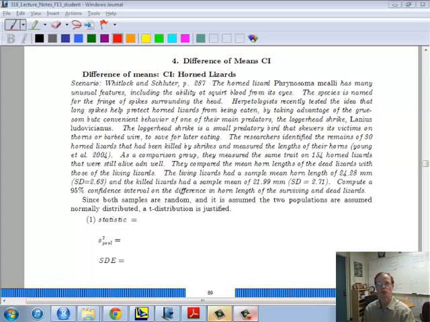This is Whitlock and Schluter, Chapter 12. We've covered the paired and independent scenario, how they come up. We've looked at the paired t-test and confidence interval. Now we're going to consider the independent t-test and confidence interval in this example. We've got Whitlock and Schluter, page 287.